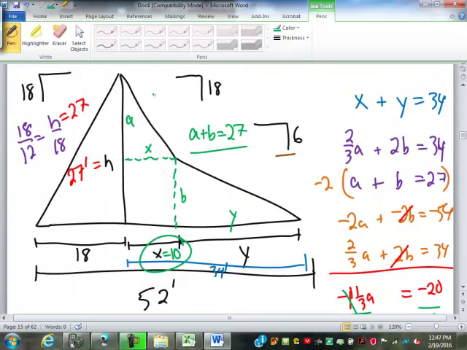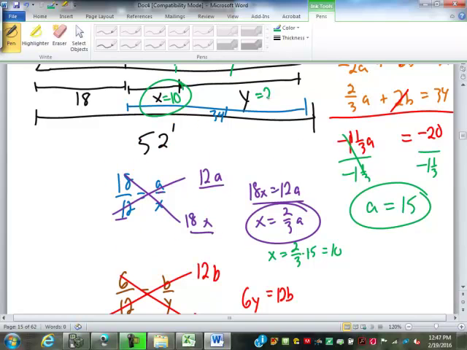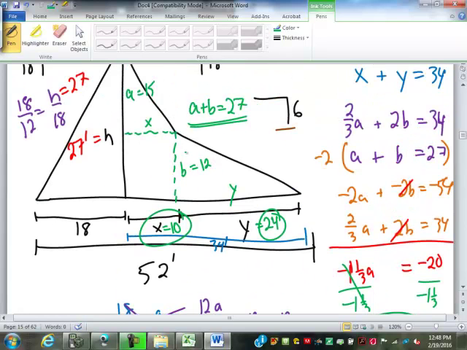Now if a is 15, a plus b is 27, means b is 12. 27 minus 15 is 12. And y is 2b, so 2 times 12 is 24 for y. So x is 10, y is 24, and h is 27.